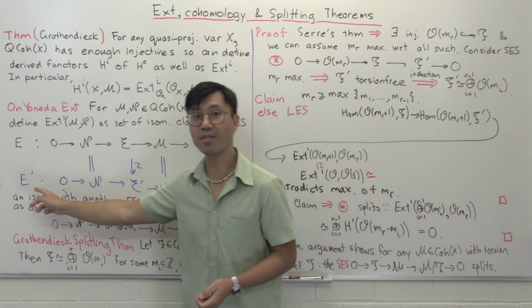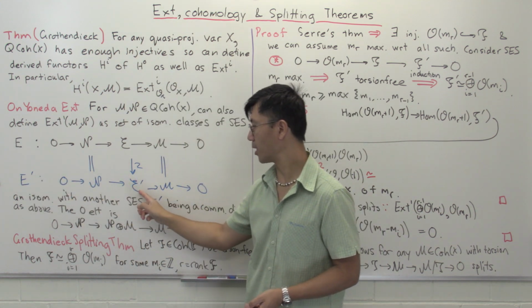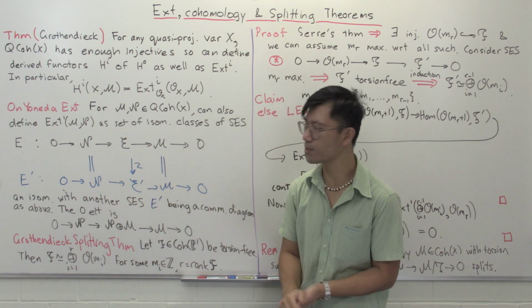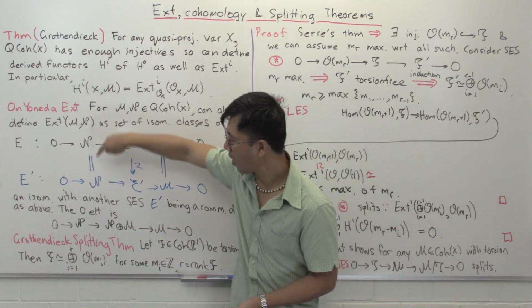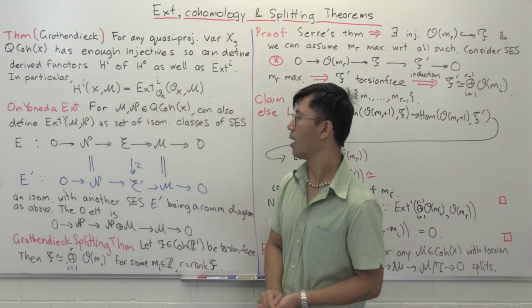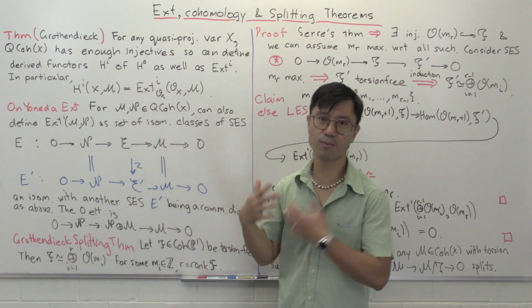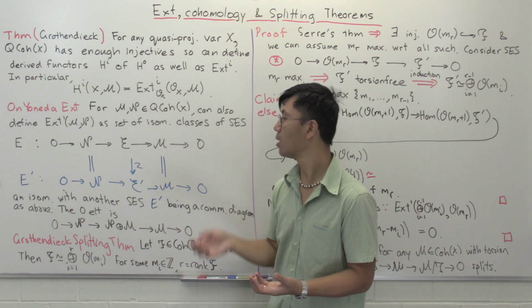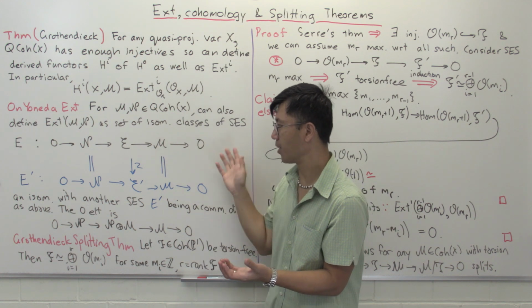So suppose you're given another one, E prime, this blue one here, 0 to N to E prime to M to 0. Here's a short exact sequence. What's an isomorphism? Basically, it's a commutative diagram like this, where you have identities on the N and the M, and a morphism from E to E prime here, and once you have this morphism, the 5 lemma will tell you that this is actually an isomorphism. Okay, so that's an isomorphism. So we look at isomorphism classes of these.